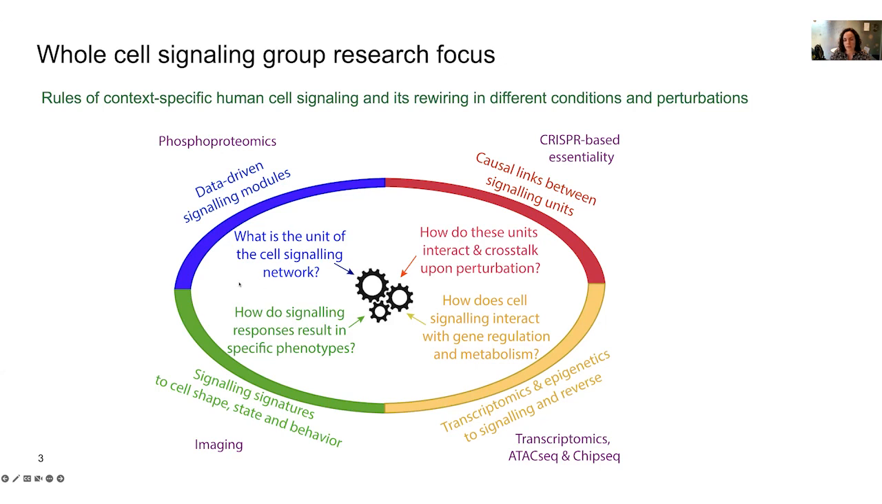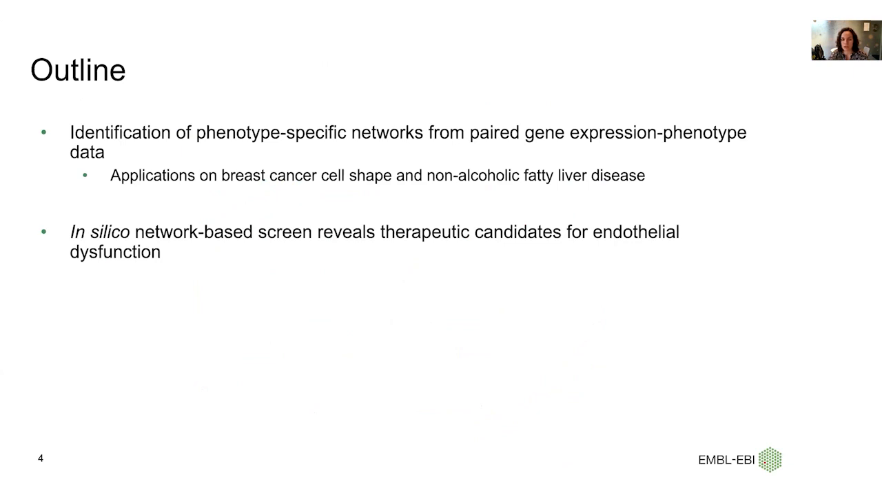So, for example, if these signaling pathways that are annotated are not the unit of cell signaling, what is? How do these units interact with each other and with other regulatory layers of the cell, and how, at the end of the day, does context-specific signaling result in specific phenotypes? And this is the interest of my group in general.